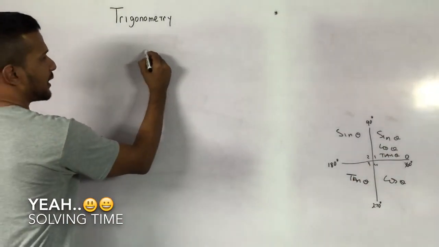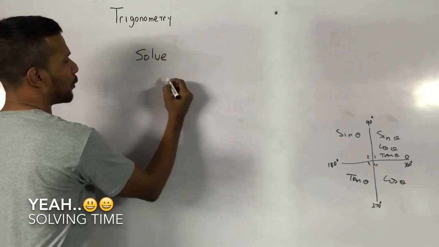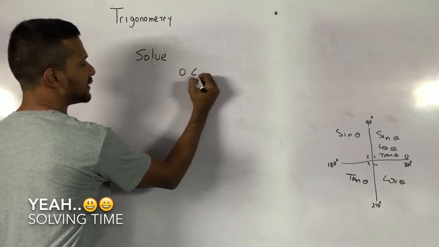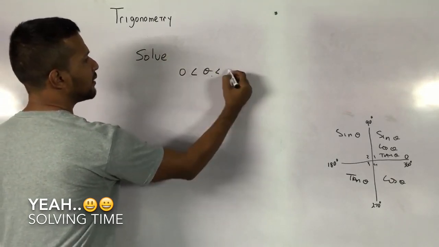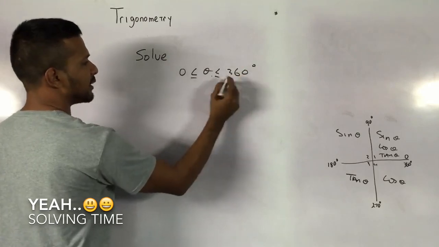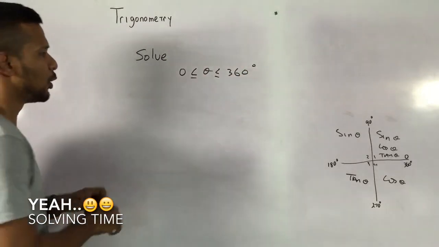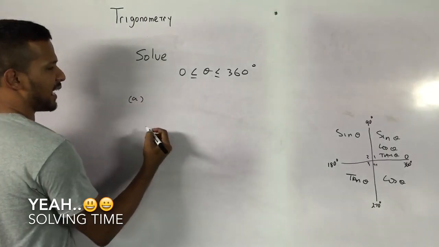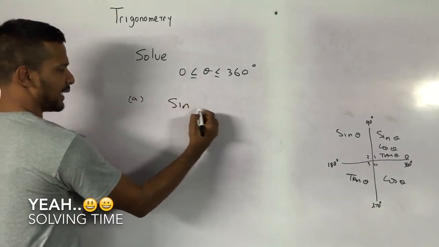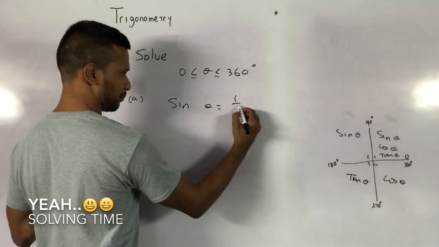So, a question may ask us, okay, well, solve the following between theta is 0 and 360 degrees. Okay? You want to solve something like this. Let's say they ask us to solve sine theta is equal to a half.